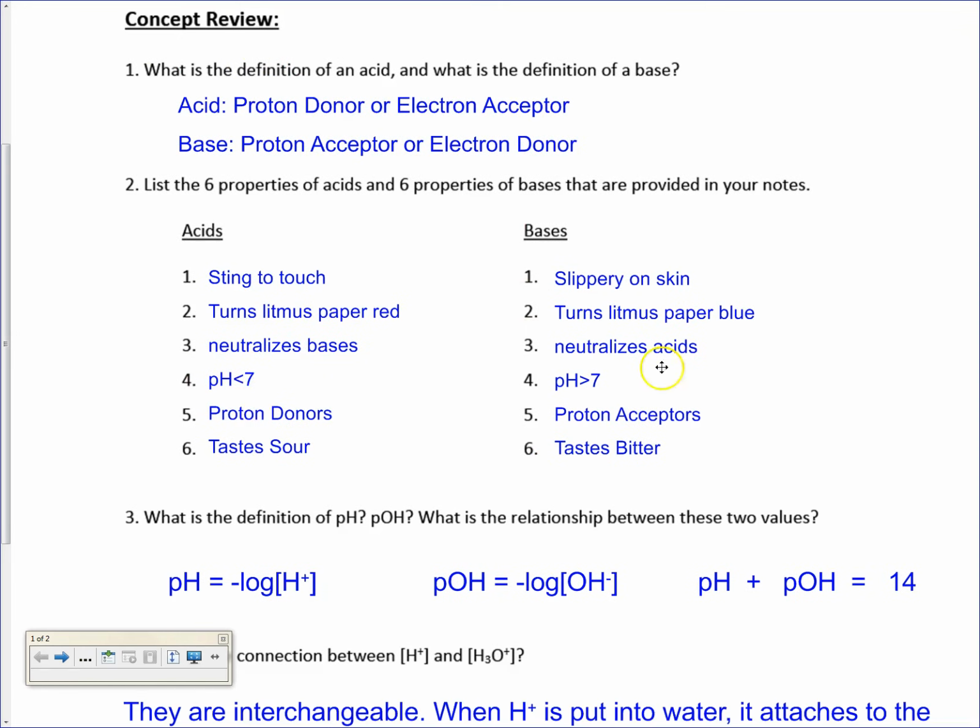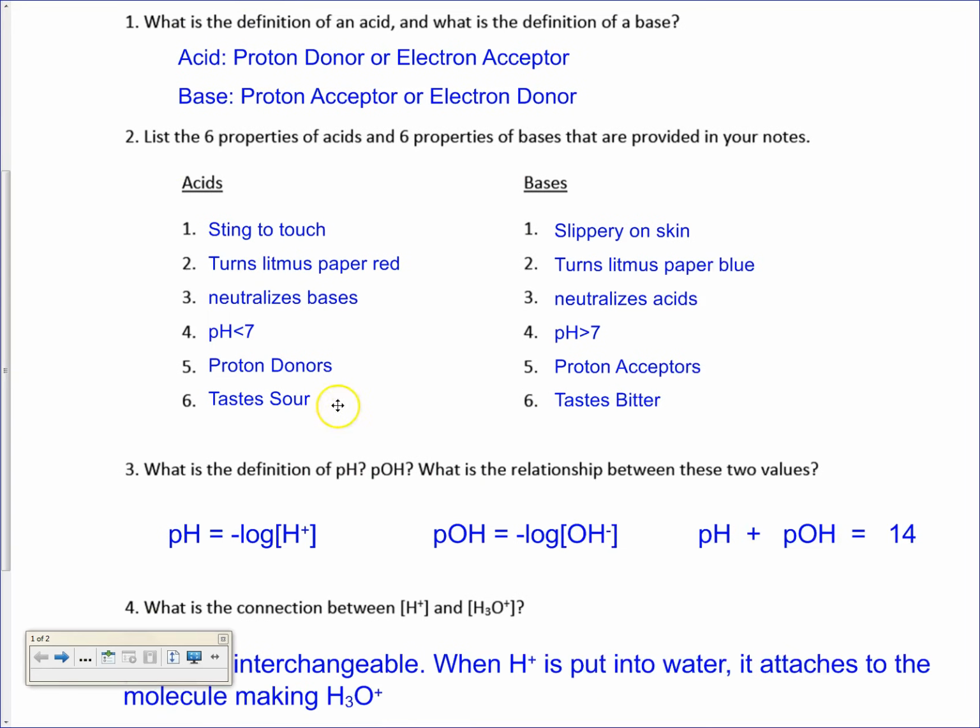Properties of the acids and bases. Again, there are more of them than these, like acids are corrosive, but these are the 6 that I want you to be responsible for knowing, so I'll ask you about those sorts of things.